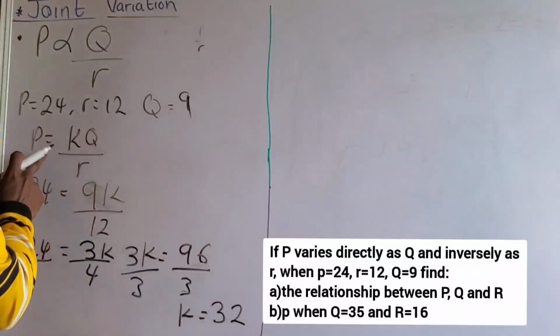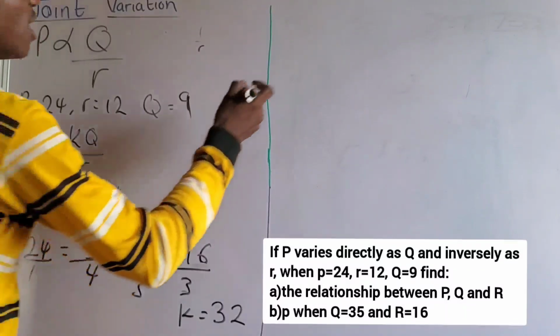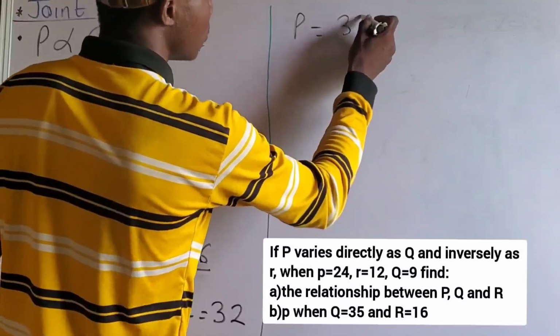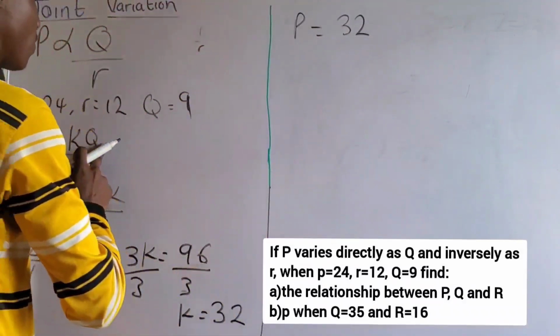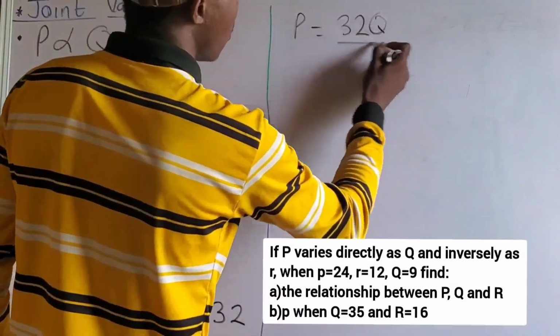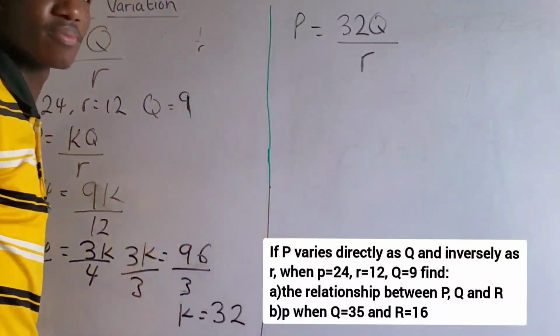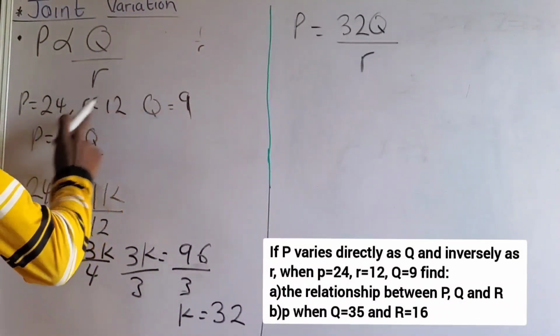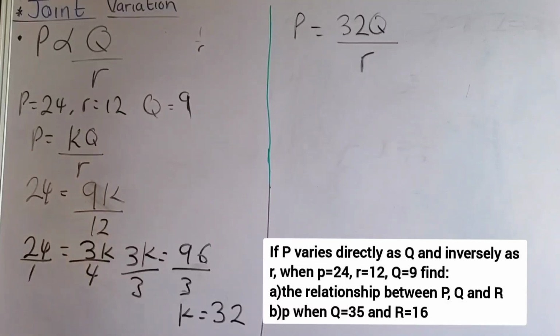So P equals KQ all over R. P equals K, which is 32, times Q. What is the value of Q? We don't know it. All over R. You can see now, that is the relationship between P, Q, and R. Do you understand? Now pay attention again.